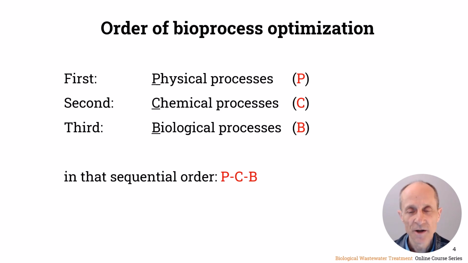Anyone who is trying to understand, optimize, or design a biological unit process should follow the order of bioprocess optimization, which should be to first look at physical processes, then at chemical processes, and finally at biological processes, in that sequential order of physical, chemical, and biological processes. This is what I will illustrate in the rest of my presentation.